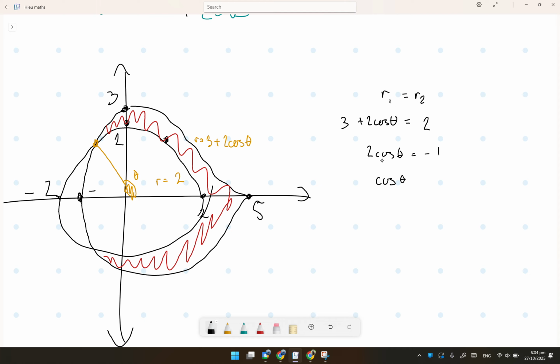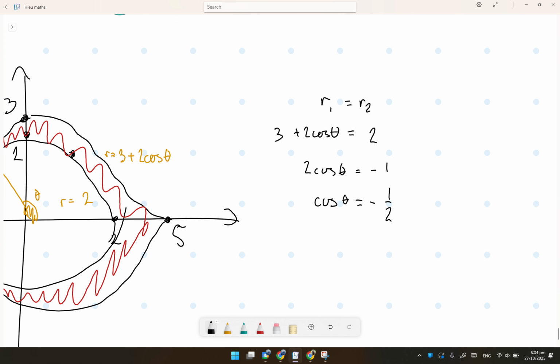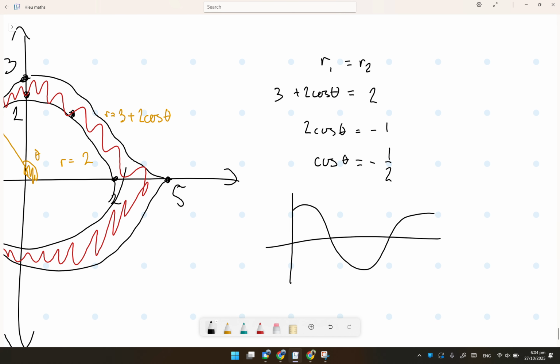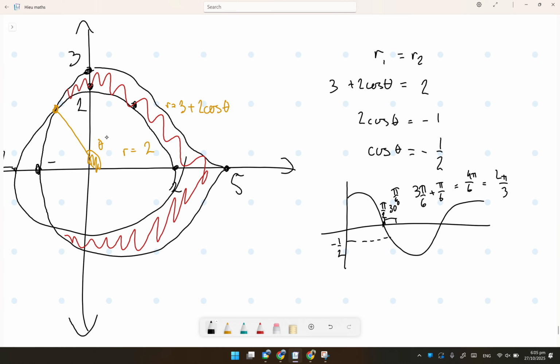Therefore, cos theta is equal to -1/2. If we draw the cos graph like this, we see that -1/2 is going to end up somewhere like here. So this is pi over 2, and to go from 0 to 1/2 on the curve, this is 30 degrees. So that's pi over 6. And what we have is pi over 2 plus pi over 6, which is 3 times this, so 3 here, so this is 4 pi over 6, or equal to 2 pi over 3. So now we know that this angle here is 2 pi over 3.